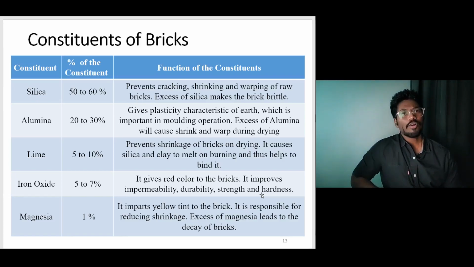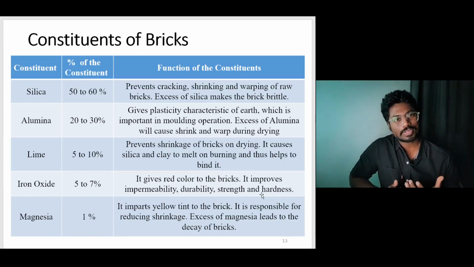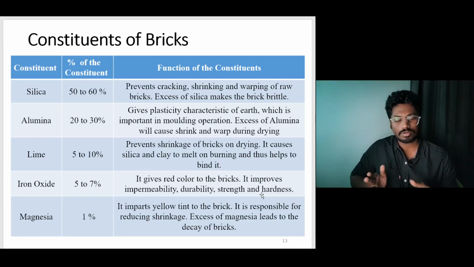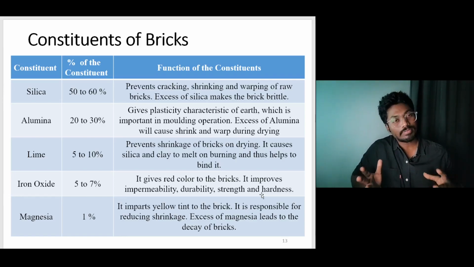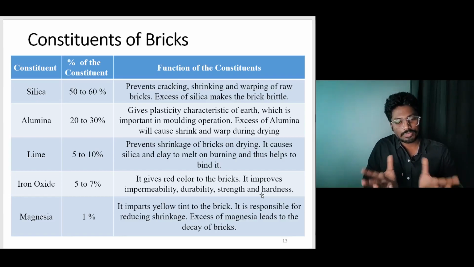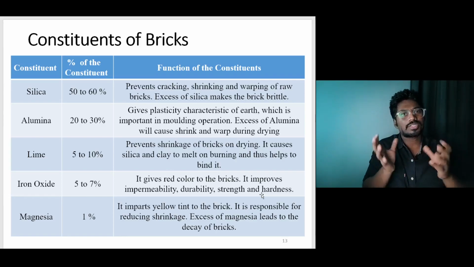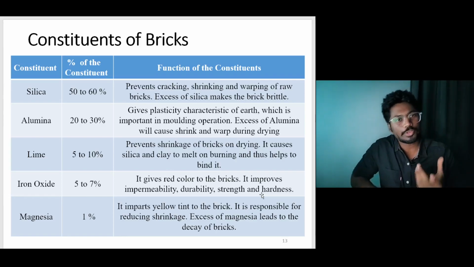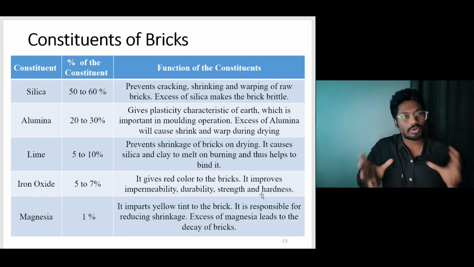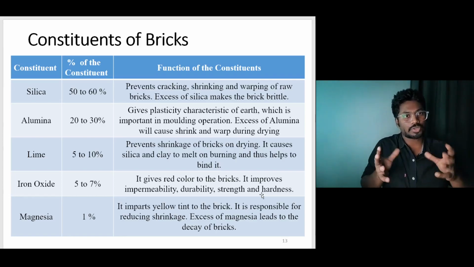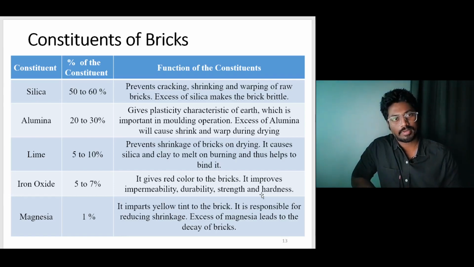Shrinking and warping of raw brick is that once the brick is manufactured by virtue of clay, the wet clay, even when the clay is still wet, during the drying process, there might be a possibility of the brick to shrink, and there might be a possibility of the brick to change its shape around the corners. It's called warping. It changes its shape. It doesn't maintain a uniform shape throughout the brick. There is some sort of distortion involved in the brick masonry.